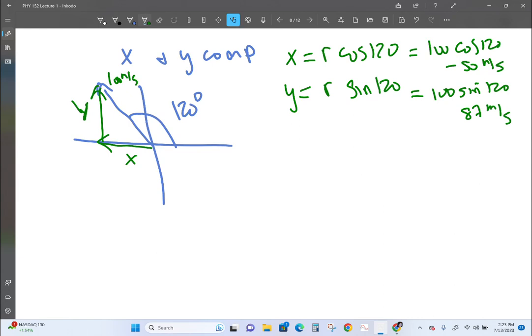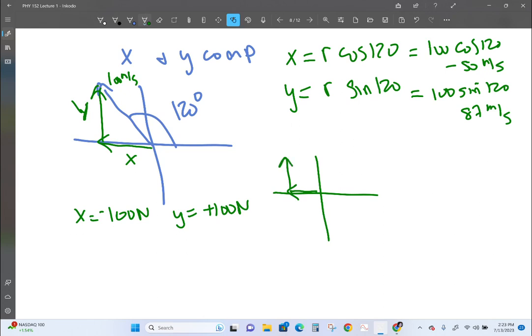All right, so if I give you the x and the y, you should be able to figure out the hypotenuse, the magnitude, and the direction, the r and the theta. So how does that work? Well, let's just draw it in. The x is negative 100 newtons and the y is positive 100 newtons. So our resultant is this right here.